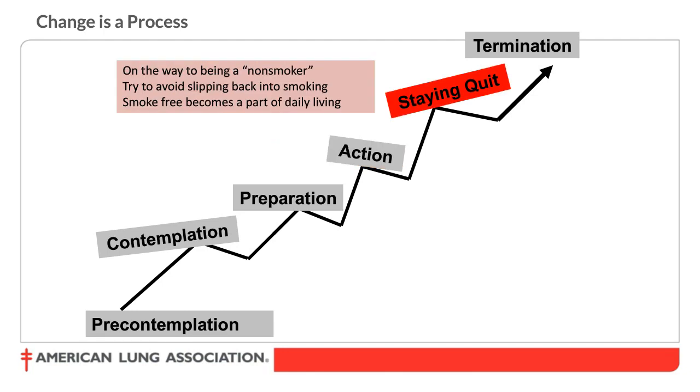In the maintenance stage, the individual is on the way to being a non-smoker. They try to avoid slipping back into smoking, and living smoke-free has become a part of their daily living. The individual has remained smoke-free for 6 months or longer.